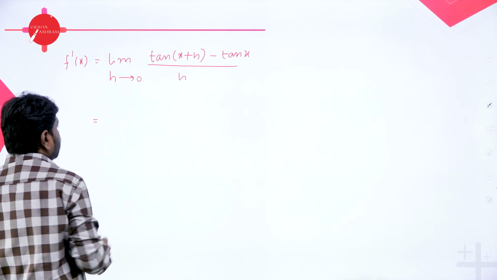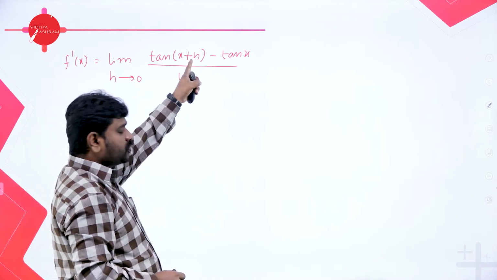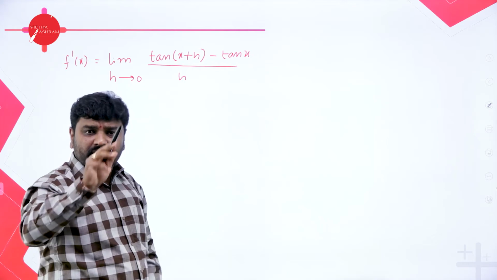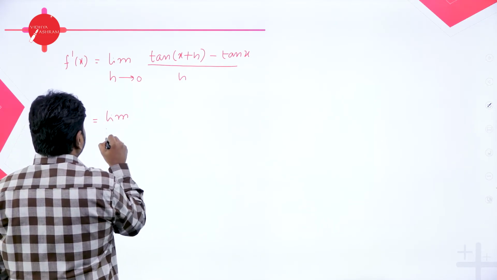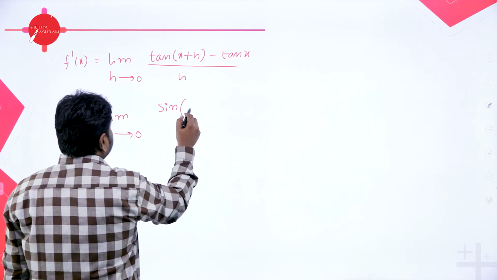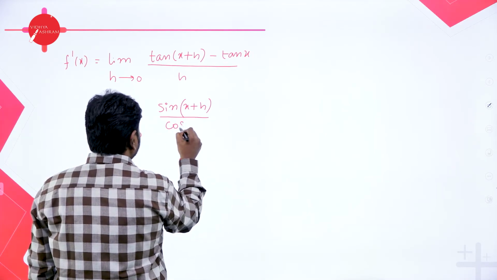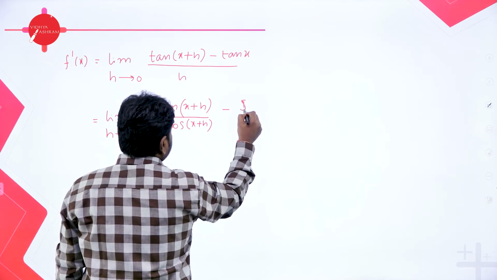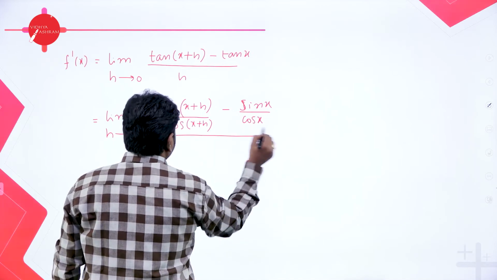So now again the problem is, in the place of h if you put 0, tan x plus 0 is tan x, minus tan x is 0 by 0. It will become 0 by 0. Therefore, you cannot apply directly. So we have to simplify. What we should do, in the numerator tan I can write as sin by cos. So tan of x plus h I will write as sin of x plus h by cos of x plus h. Similarly, tan x I will write as sin x by cos x, whole thing divided by h.